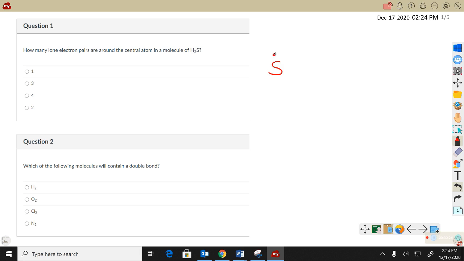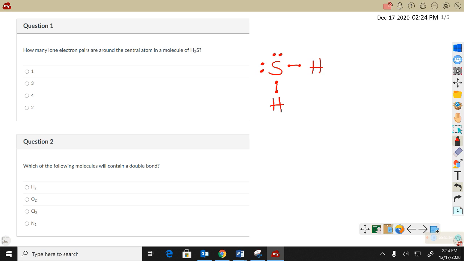Sulfur has 6 valence electrons: 3, 4, 5, 6. It's in the group with oxygen. So the 6 valence electrons are organized as 2 pairs and 2 singles, which makes sense because then my single electrons can share with hydrogen. Hydrogen's got 1 valence electron. My hydrogens only need 2, so they are full in the first 1s orbital, and my sulfur is also full with an octet.